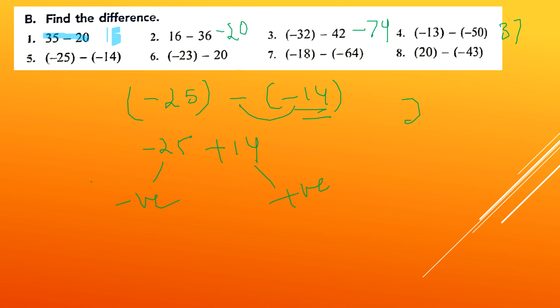See, now this is minus 25, a negative number, and this is a positive number. You will subtract it. 25 minus 14, you get 11. Now you see 25 is greater than 14. 25 has a negative sign, so minus 11. Okay, this is how you have to do it. Now move to the next question.